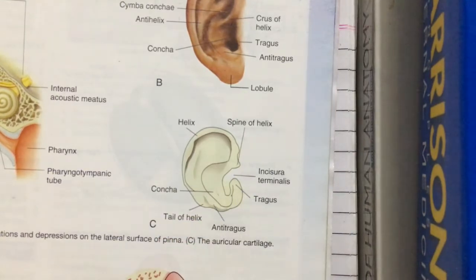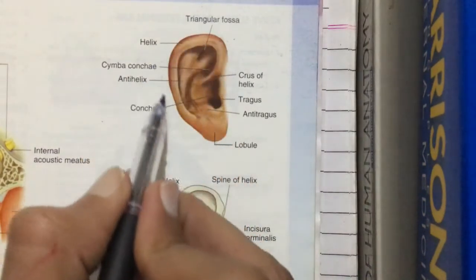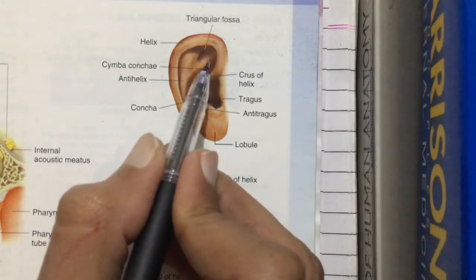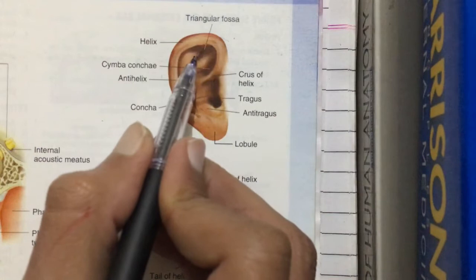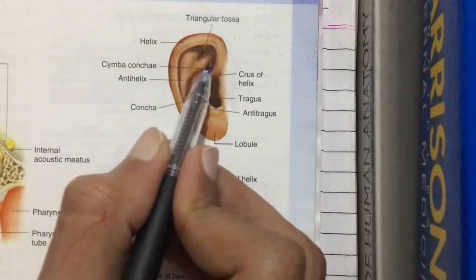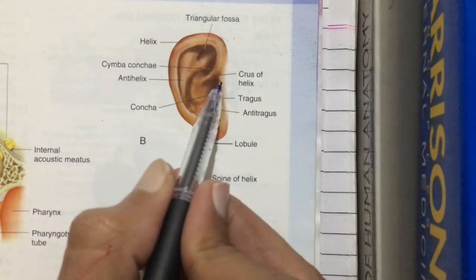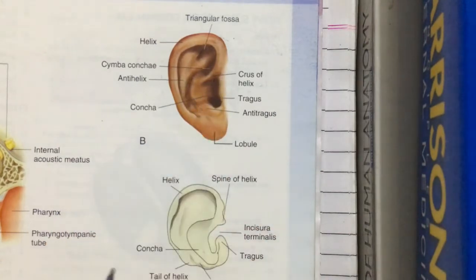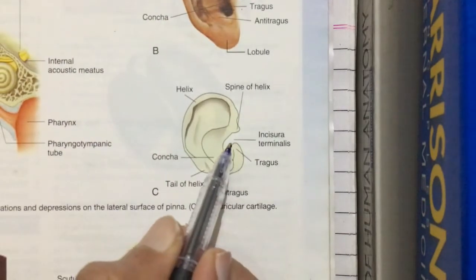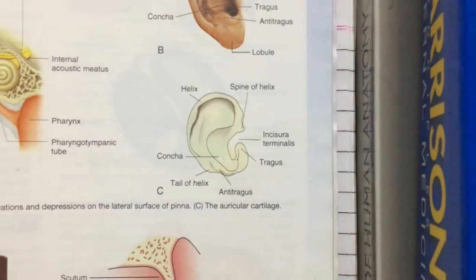So, the various structures are the crus of the helix, lobule, antihelix, and the space above the antihelix is the scaphoid fossa. Below the antihelix and between the antihelix and the crus of the helix is the cymba concha, and there is a region between the crus of the helix and the tragus called the incisura terminalis, which is deficient in cartilage.